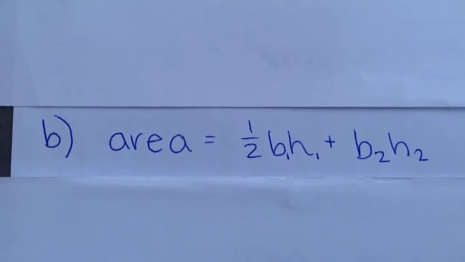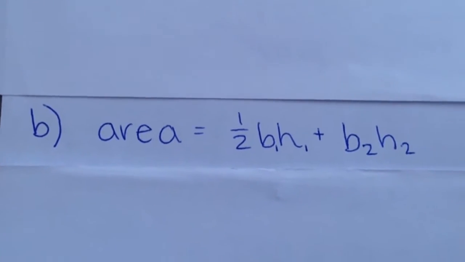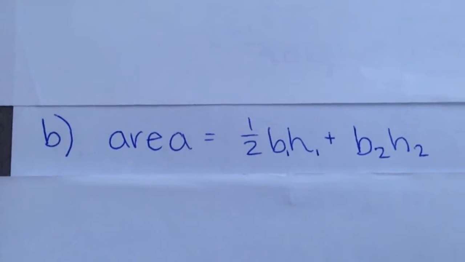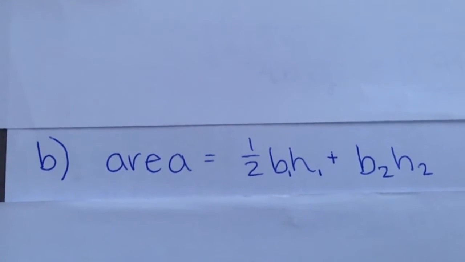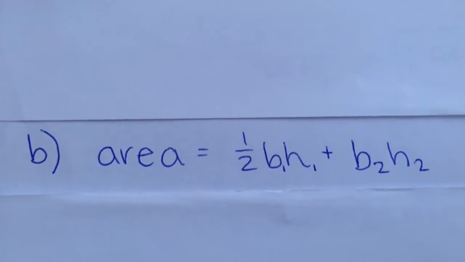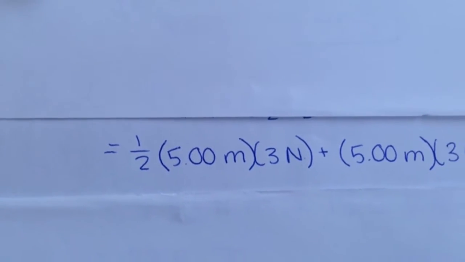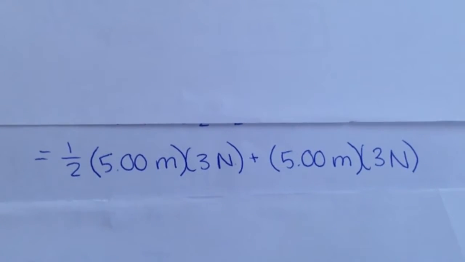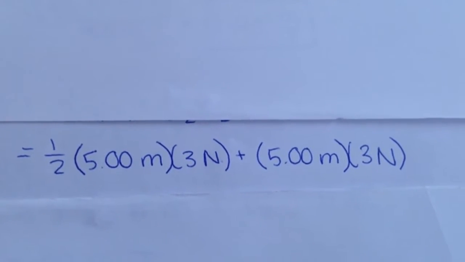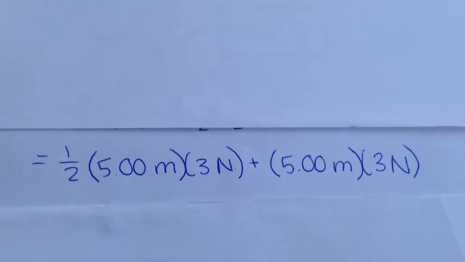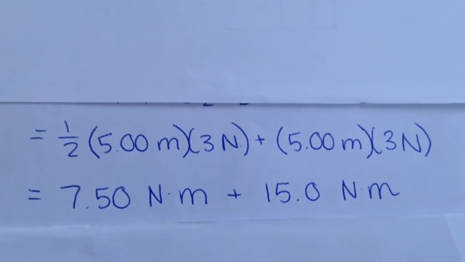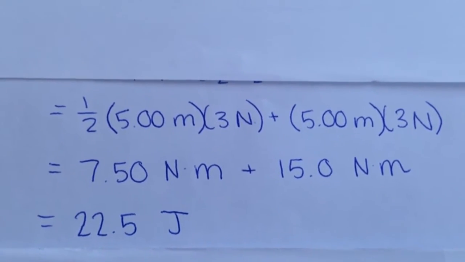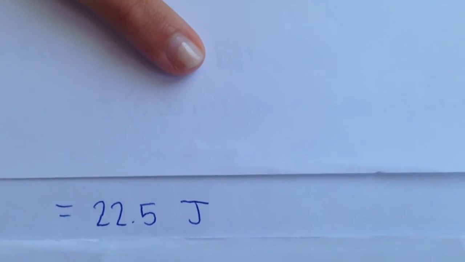In part B, we do the same thing, and since the graph from 0 to 10 meters is a triangle, which we found before, and then a square, we use 1/2 B1 H1 plus B2 H2, which is the area for a square. We come out with 1/2 times 5 meters times 3 newtons, as in part A, plus 5 meters times 3 newtons, since it's 10 minus 5, and it's 3 newtons high. So this comes out to 7.5 newton meters plus 15 newton meters, which is 22.5 joules.